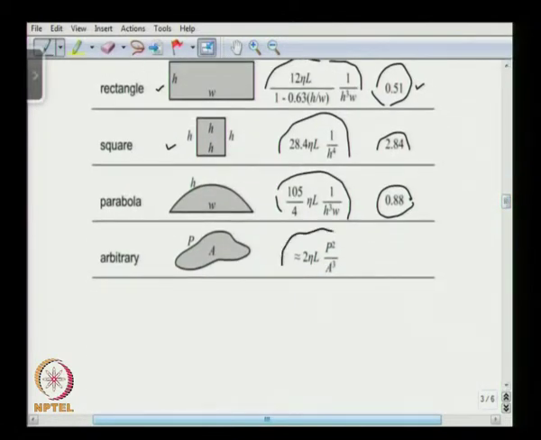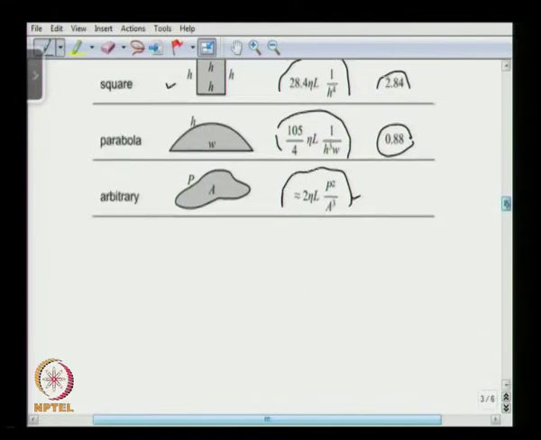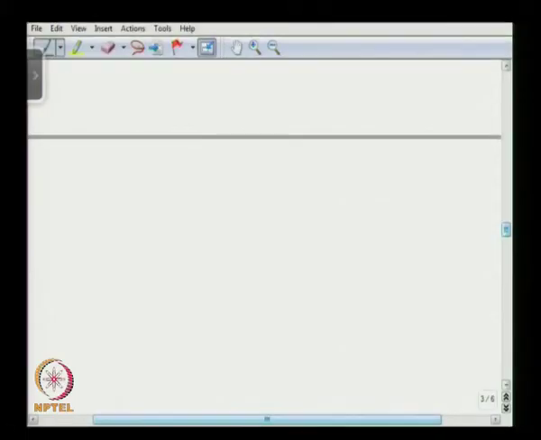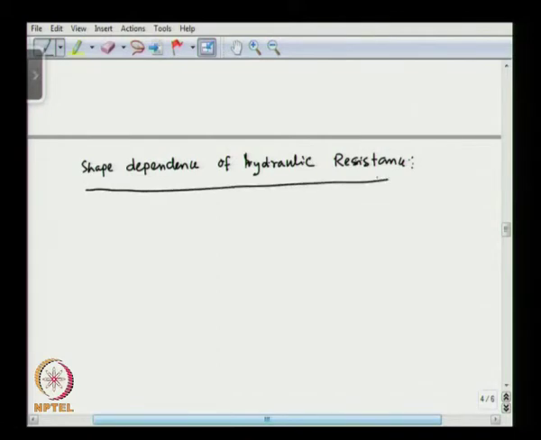Now this is the general hydraulic resistance that we had derived when we talked about flow in arbitrary cross sections. So with that, let us move on to talk about shape dependence of hydraulic resistance. If you know the shape of a channel, how can we determine its hydraulic resistance? So we talk about shape dependence of hydraulic resistance. Let us consider an arbitrary channel shape.